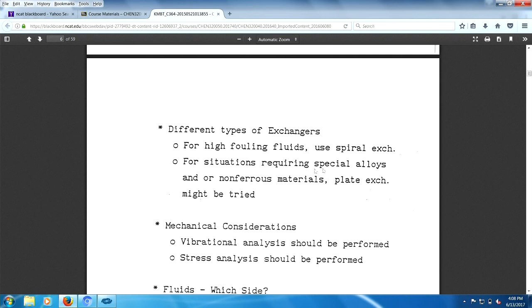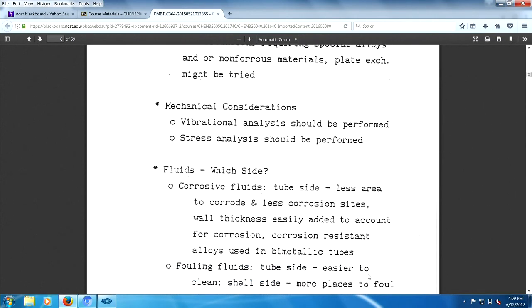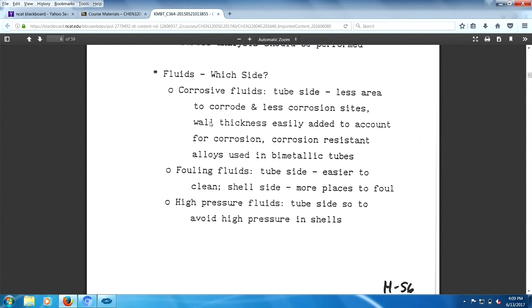You might run into situations requiring special alloys or non-ferrous materials. You might try a plate heat exchanger. However, I wouldn't use a plate heat exchanger, and I'll tell you why later. Vibration analysis should be performed, stress analysis as well. Now, this is a really sexy question. Which fluids, which side, right? If I have corrosive fluids, tube side. Fouling fluids, tube side. High pressure, tube side, right? Bam, bam, bam, bam. In here, you have less area to corrode, less corrosion rates.